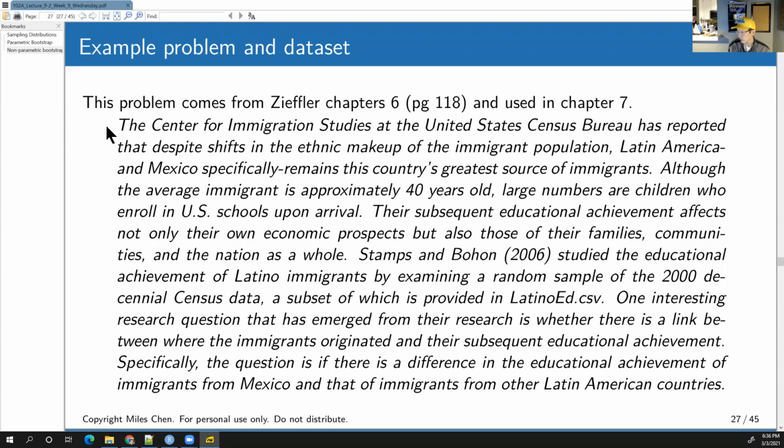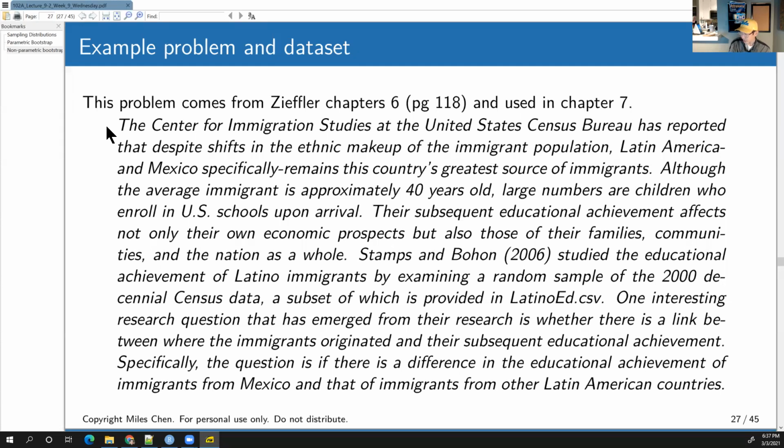Although the average immigrant is approximately 40 years old, large numbers are children who enroll in US schools upon arrival. Their subsequent educational achievement affects not only their own economic prospects, but also those of their families, communities, and the nation as a whole. So Stamps and Bowen, who are the researchers, studied the educational achievement of Latino immigrants by examining a random sample of 2,000 decennial census data. So this is from the 2000 census, which is already 20 years ago.